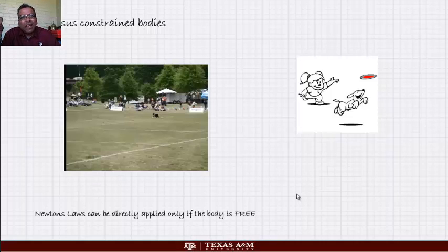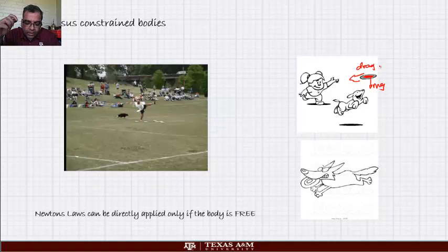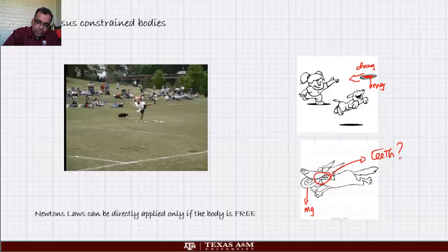In which case, it's actually pretty easy to draw the free body diagram for the frisbee, because I can draw gravity like that, and then maybe there's some drag force. That's it. That's easy because those are the two forces that act on it, and that's the end of it, right? But what happens when the dog catches the frisbee? Now, yes, gravity is acting, but what about these teeth? How do we represent the teeth, the effect of the teeth?